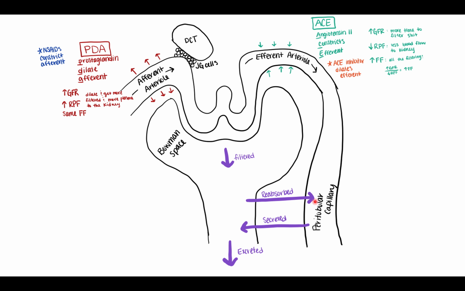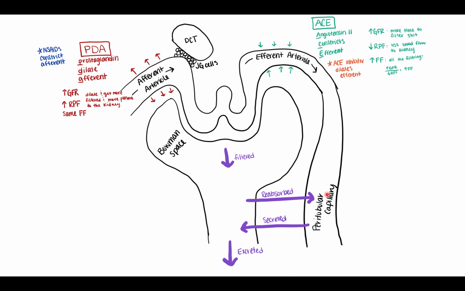If it's getting reabsorbed, it's going from the Bowman space into the capillary. I actually draw this picture with these arrows on every single test I've ever taken, NBME, STEP, whatever, because I always forget what reabsorbed means. In my head, if you say the kidney reabsorbs something, it feels like it's bringing something in, but no, it's going from the Bowman's space to the capillary. And when it's being secreted, it's going from the capillary back to the Bowman space. So everything is in relation to the capillary.